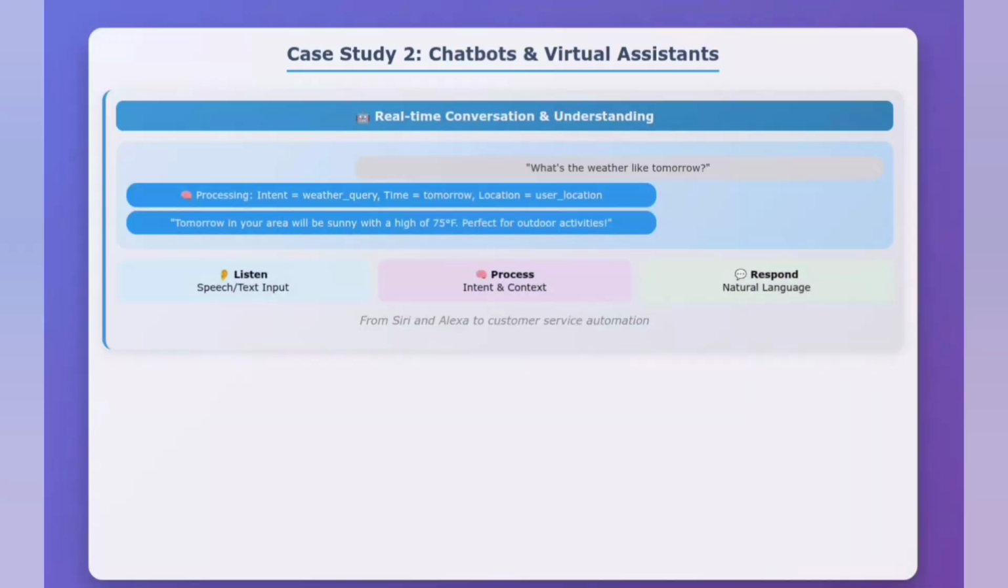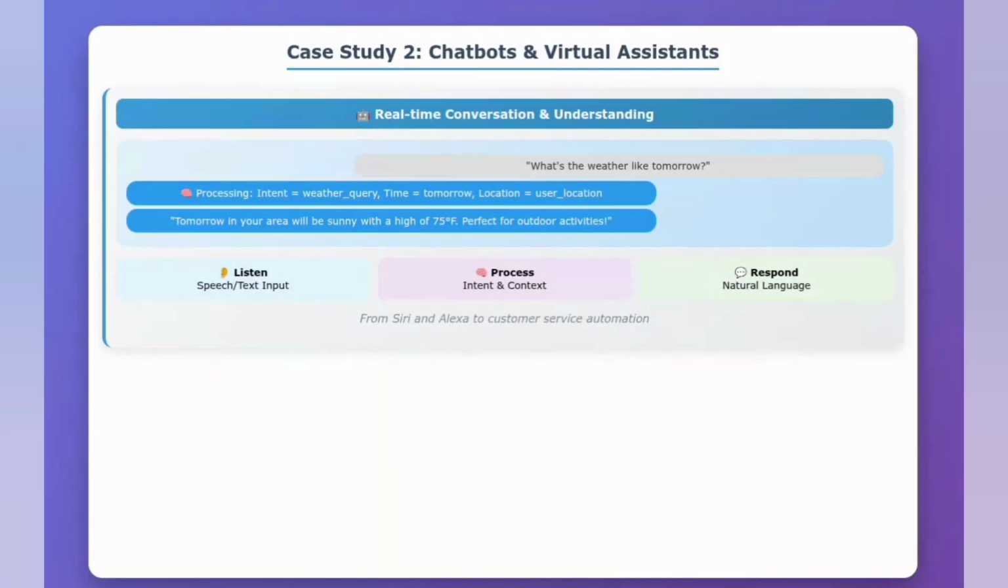Case study 2, Chatbots and Virtual Assistants. From customer service chatbots on websites to personal assistants like Siri and Alexa, NLP enables these systems to understand your questions, process your commands, and generate coherent, helpful responses, often in real time. This automates support and provides instant information.